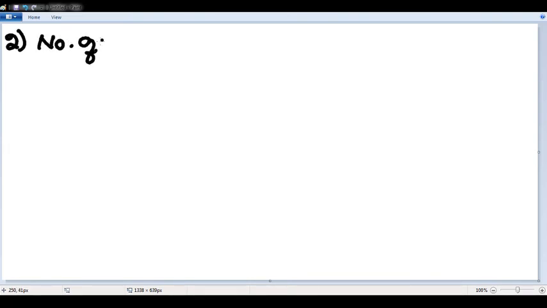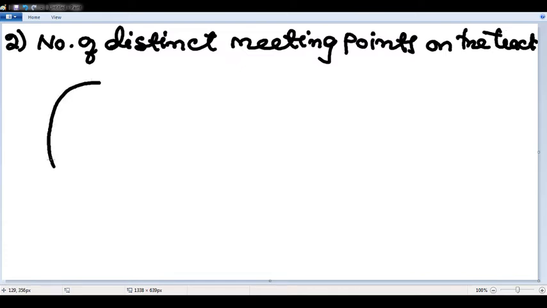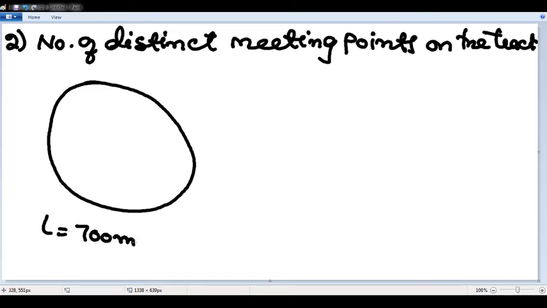Second one: number of distinct meeting points on the track. No need to mug it up, just listen to the class. Length of the track is 700. This is the starting point. What I'll do is, I will take 10 points: 1, 2, 3, 4, 5, 6, 7, 8, 9, 10.